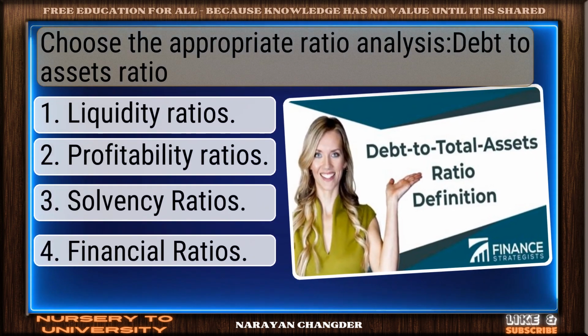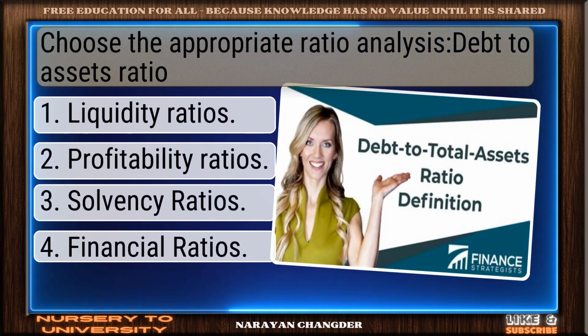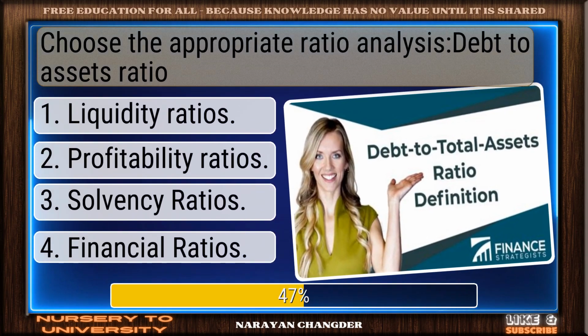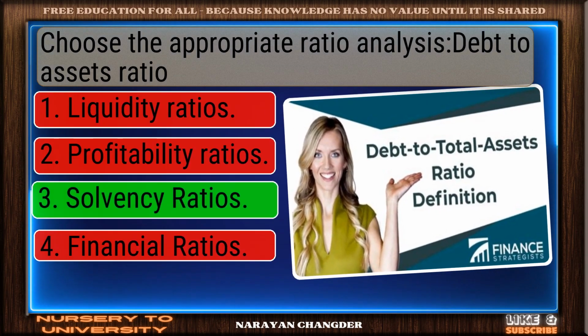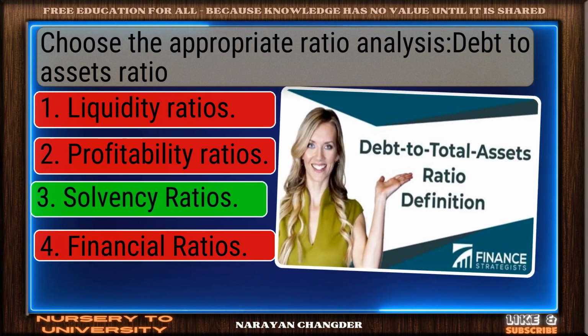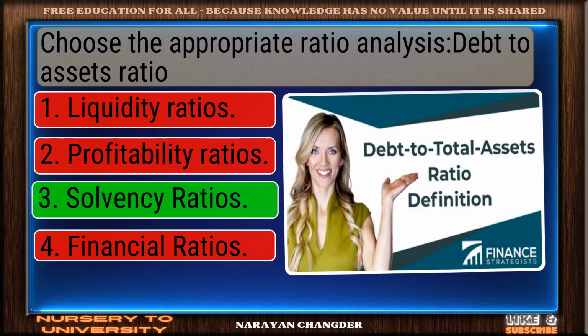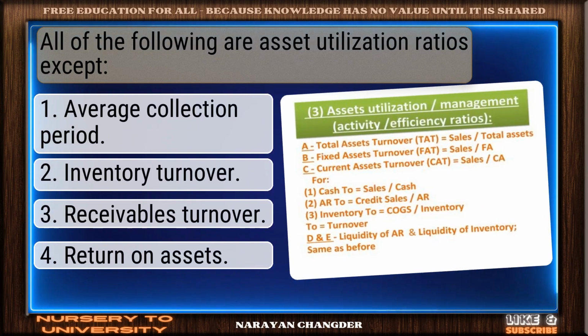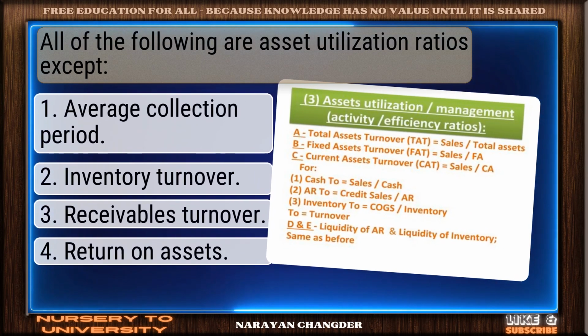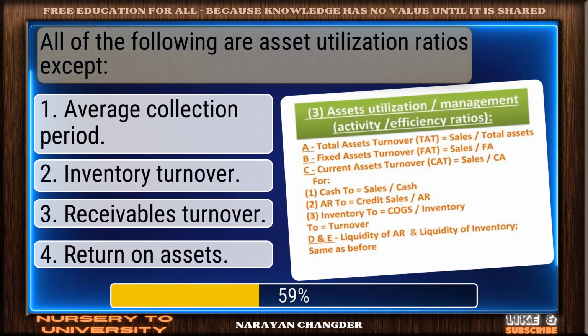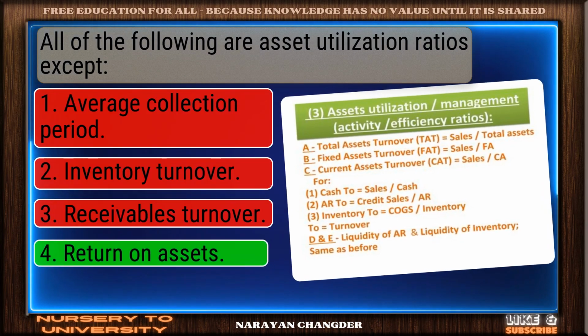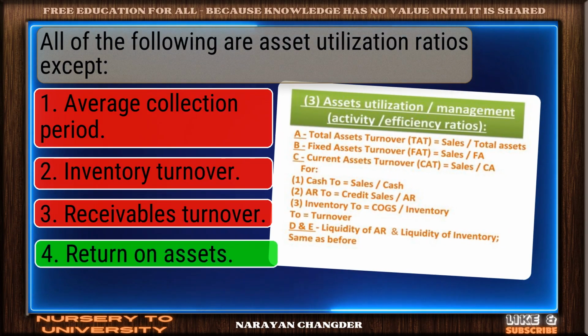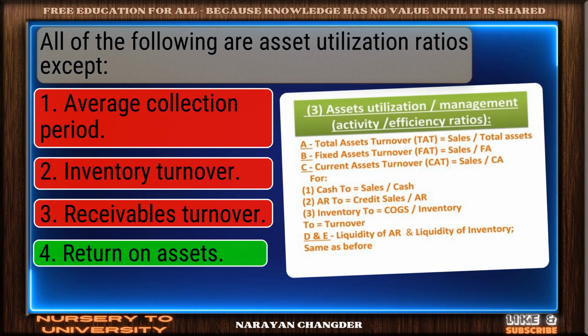Choose the appropriate ratio analysis. Debt to assets ratio. Well picked. Solvency ratios is the correct answer. All of the following are asset utilization ratios except. Nice selection. Return on assets is the correct and valid answer.